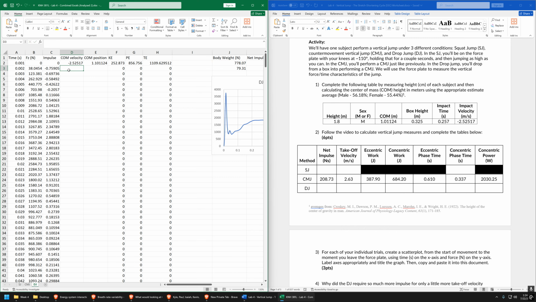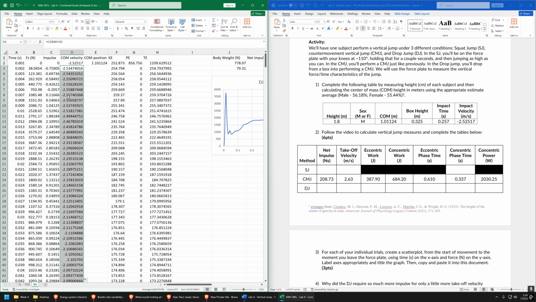Great. Now we need to find center of mass velocity. So that's going to be impulse divided by body mass. And then we add in the previous center of mass velocity from the previous interval of measurement. And I need to point again with dollar signs, only this time it's at body mass, before dropping down, like so.